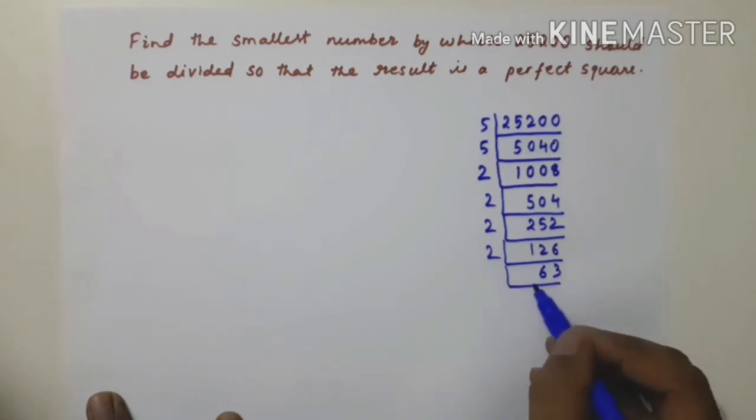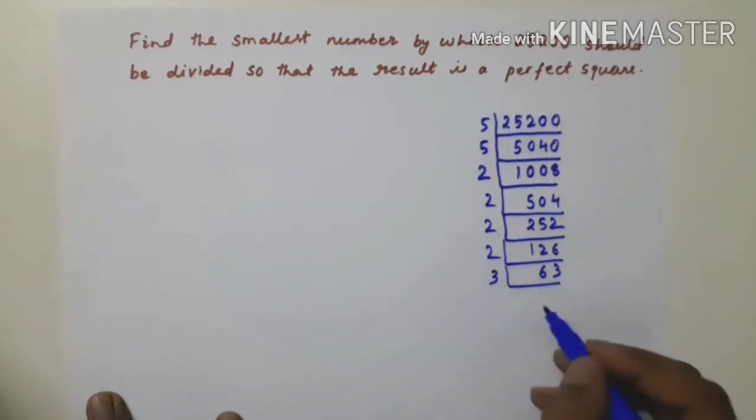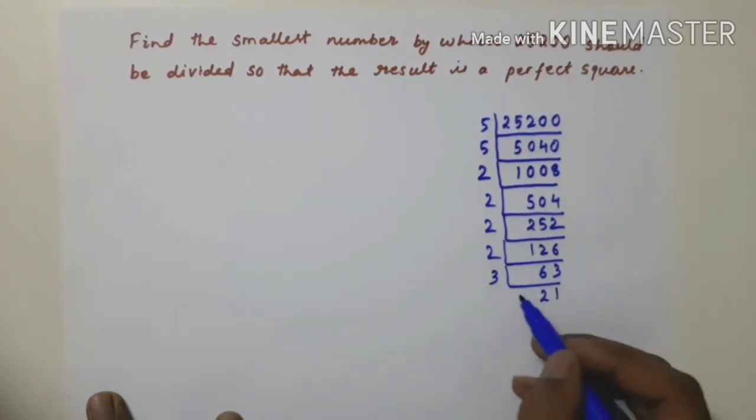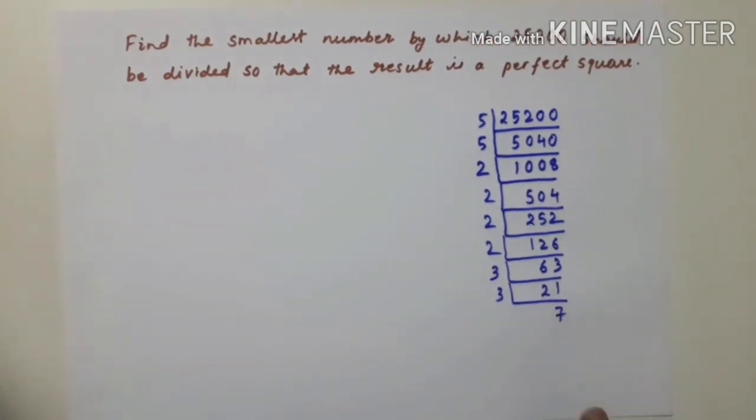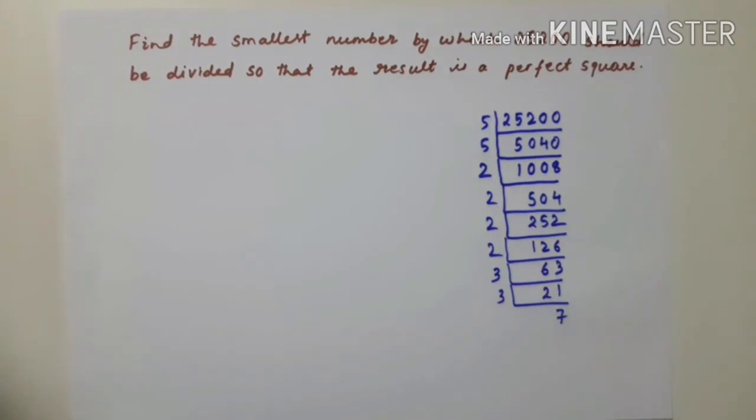We can do with 3 because 6 plus 3 is 9. So we can do with 3. So 3 2s are 6, 3 1s is 3. Then 3 7s are 21. So 7 is a prime number. So our prime factorization is completed.